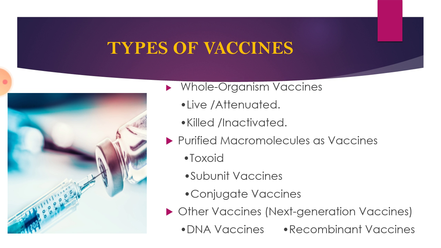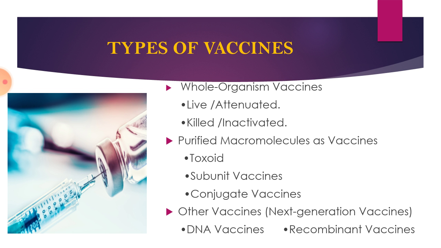Now, take a look at the different types of vaccines. There are 7 types of vaccines which are classified under 3 categories. First, whole organism vaccines, also called classical vaccines, which include live attenuated vaccines and killed or inactivated vaccines. Second, purified macromolecules as vaccines, which include toxoid vaccines, subunit vaccines, and conjugate vaccines. Third, other vaccines, also called next generation vaccines, which include DNA vaccines and recombinant vaccines.